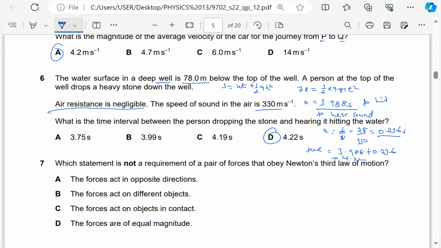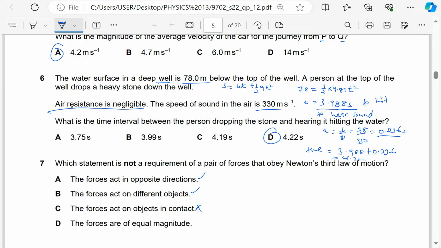Which statement is not a requirement of a pair of forces that obey Newton's third law of motion? So first of all, the forces should be in opposite directions. I think that is a requirement. The forces must act on different objects. That is a requirement. The forces act on objects in contact. This is not a requirement.